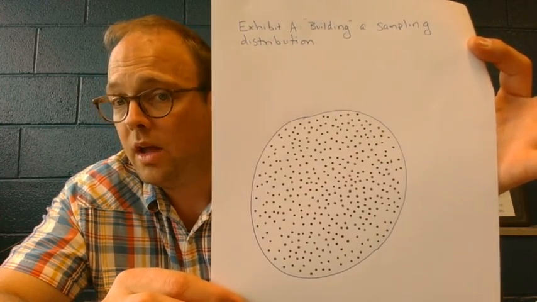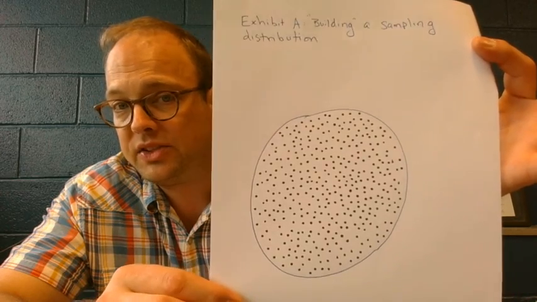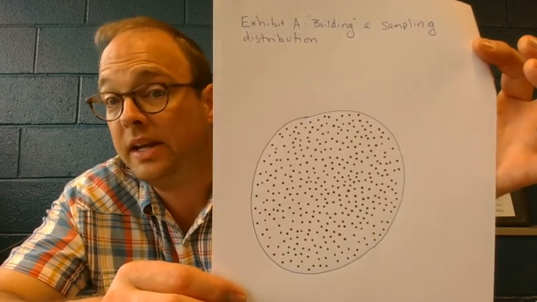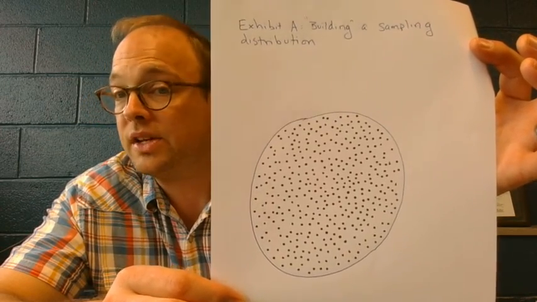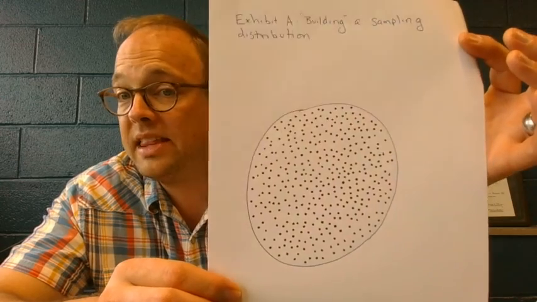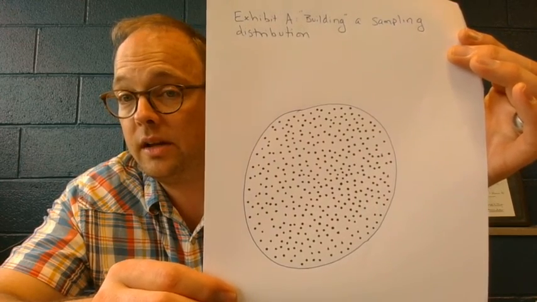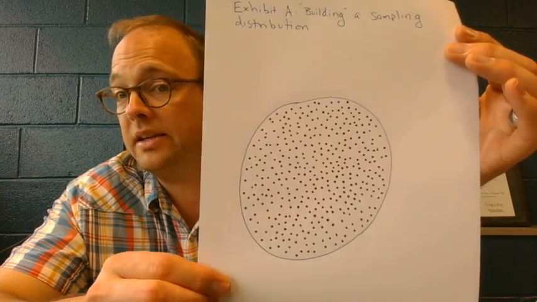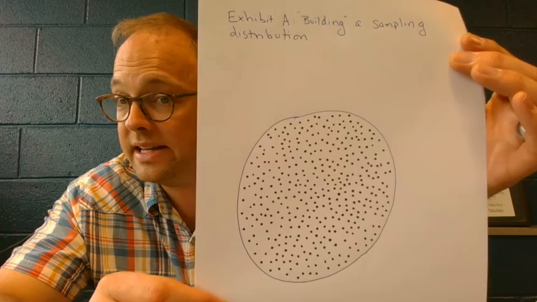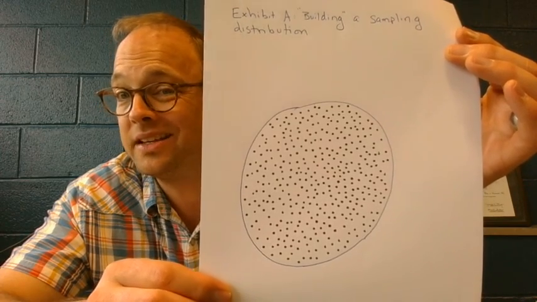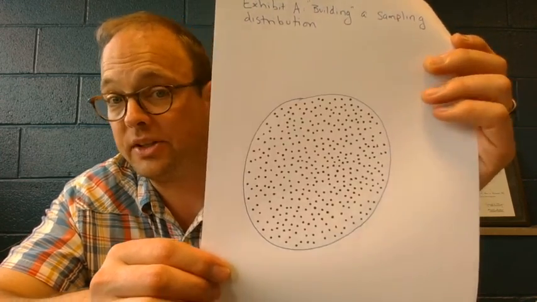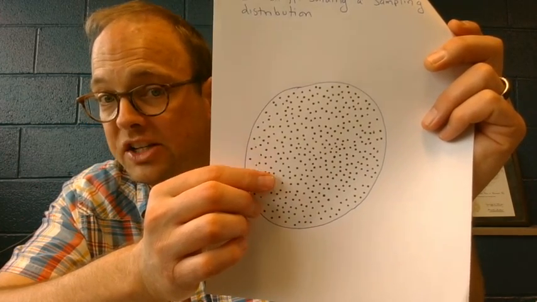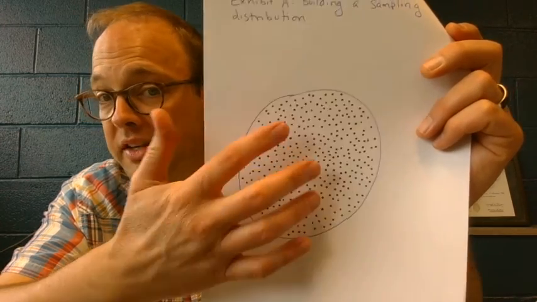Okay? So if you're looking at Exhibit A, you see this largish circle with a lot of people inside. Let's assume that each one of those dots represents a person. And let's say that I wanted to build a sampling distribution using the mean and a sample size of 8. In other words, n is going to equal 8 for my sampling distribution. So again, do you see there's a lot more than 8 people, assuming that each dot is a person. There's a lot more than 8 people in this population.